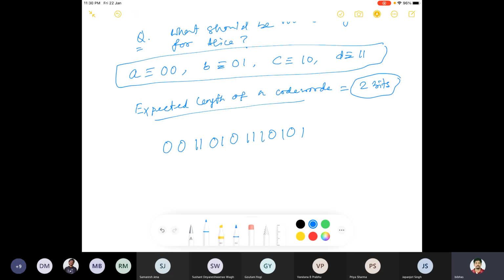Zero zero one one zero one zero one one one zero one zero one, 1000. Let's say 0. Now, can anybody tell me if this is what is received? What was the code word? What was the actual information? What was the message? Can you decode it?